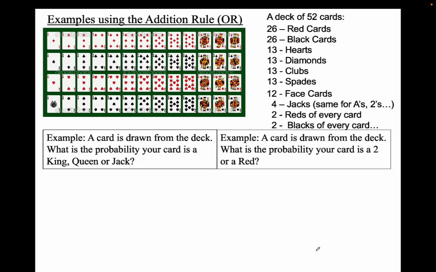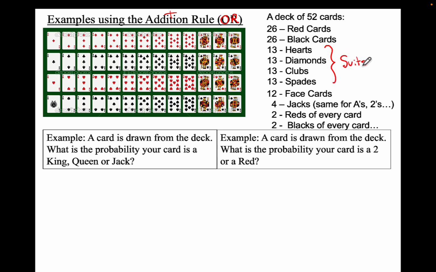Let's start with an example using the addition rule first. Remember, addition rule, so adding, will happen when we're asked if event A or event B occurs. To do this, we need to get a little familiar with a deck of cards. Hopefully you already are, but if not, no problem. A deck of cards consists of 52 cards. 26 of them are red, 26 of them are black. 13 of them are hearts, 13 are diamonds, 13 are clubs, and 13 are spades. These are called the suits. There are 4 different suits in a deck of cards.